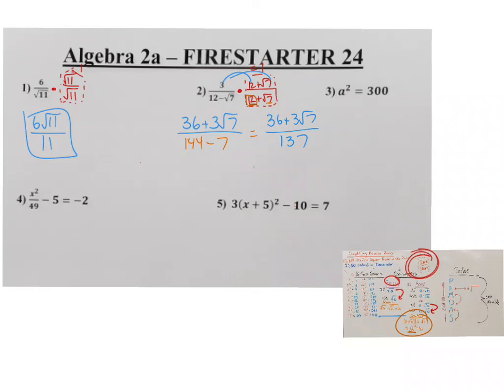That's it, done and over with. Now, if you want to split it, you could. You could put 36 over 137 plus 3 radical 7 over 137. I probably wouldn't, but you could.